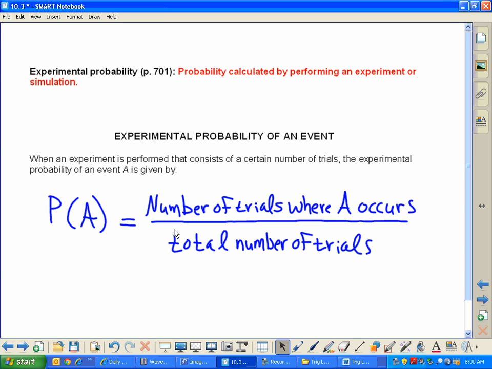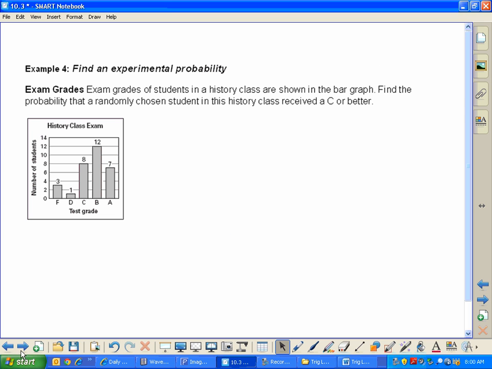How do you know you're dealing with experimental probability? Well, you're going to be looking at data of some sort. In other words, you might be looking at something like this, a bar graph, a pie chart, which is a nice segue into what we're going to talk about in Chapter 11. A lot about bar graphs is what comes at you in Chapter 11. This one is a list of exam grades. Exam grades of students in a history class are shown in this bar graph. We're supposed to find the probability that a randomly chosen student in this history class received a C or better.